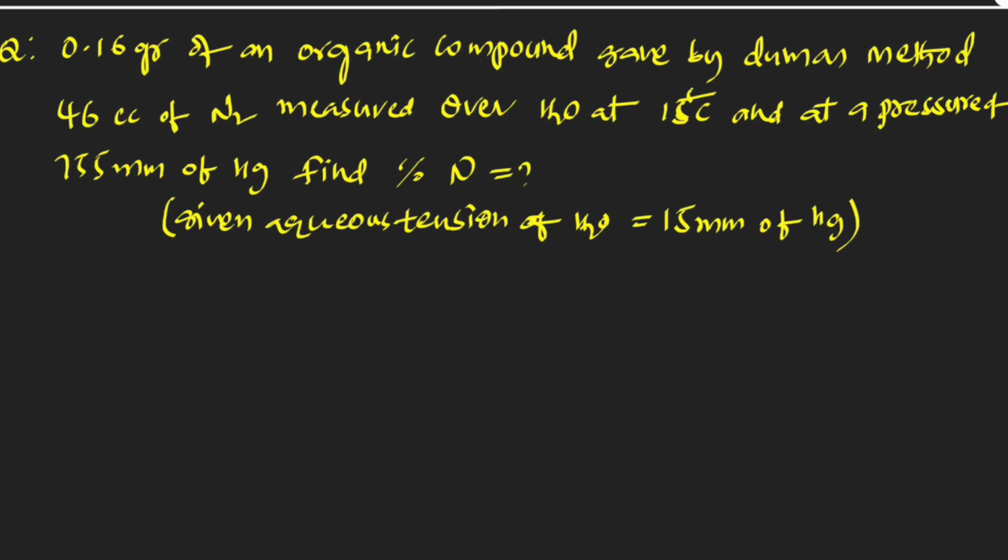Let's move on to the next question. Have a look at the question. 0.16 grams of an organic compound gave by Duma's method 46 cc of N2 measured over H2O at 15 degrees Celsius and at pressure of 755 mm of Hg. Find the percentage of the nitrogen. They are giving the aqueous tension of water. It is 15 mm of Hg.